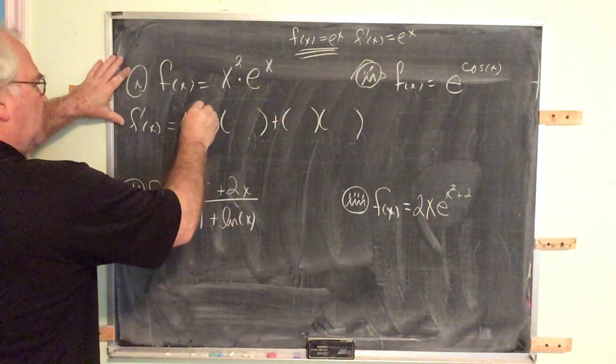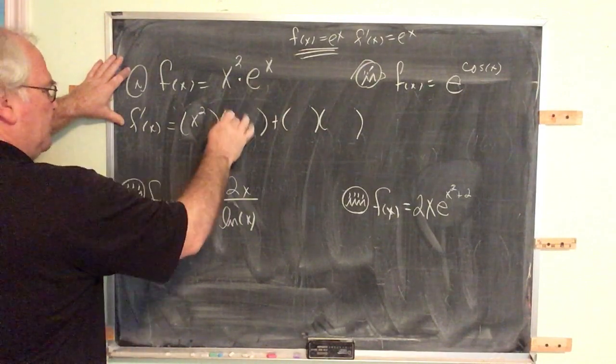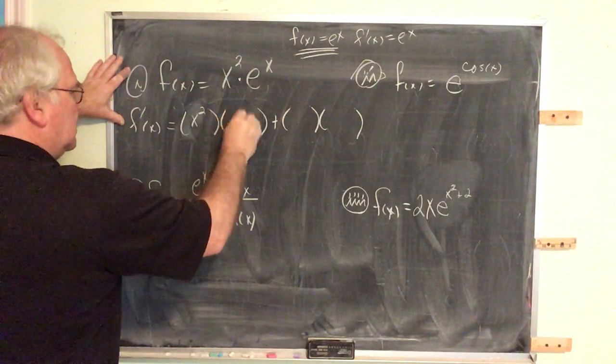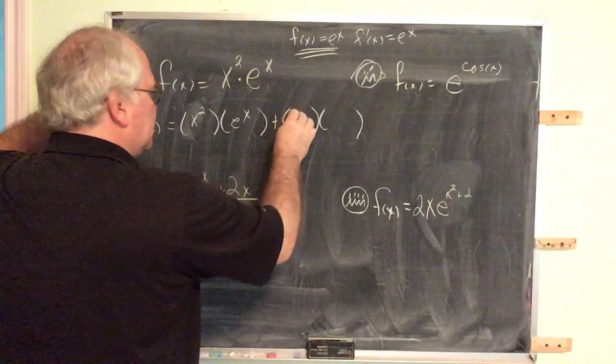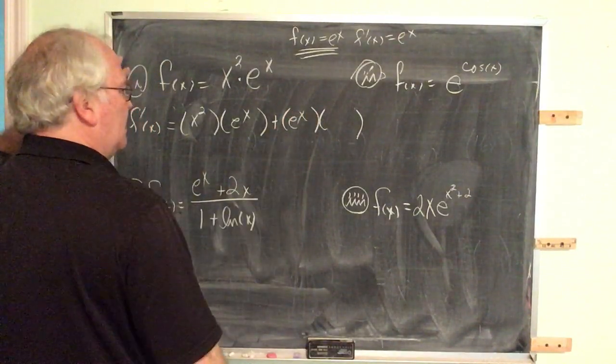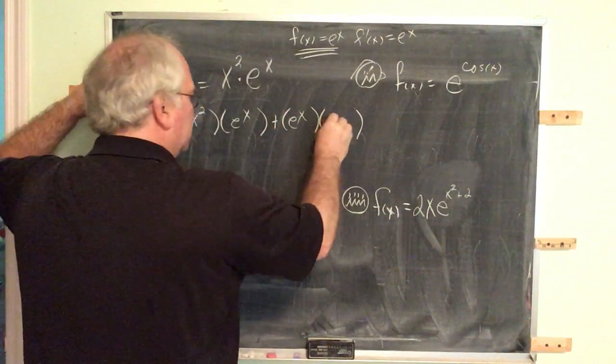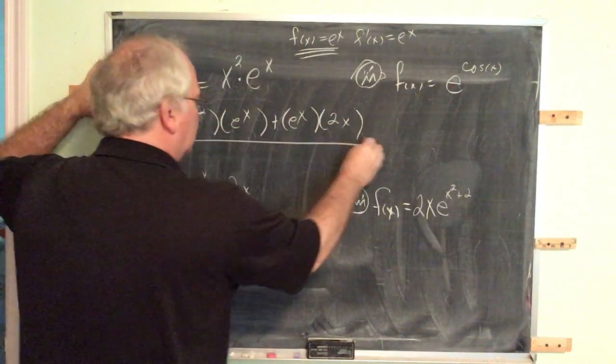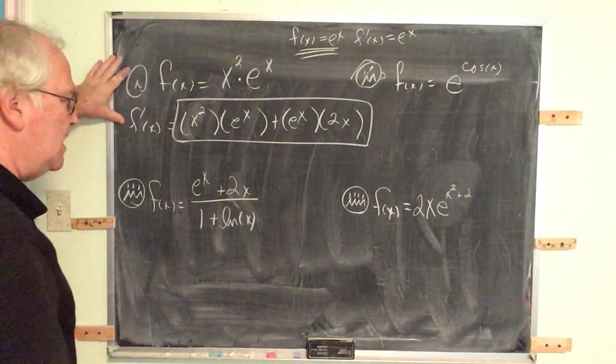It's the first, that's the copy paste. Derivative of the second, e to the x is its own derivative. Plus second, that's the copy paste. And the derivative of x squared is 2x. And if all you're asked to do is compute the derivative, you're done.